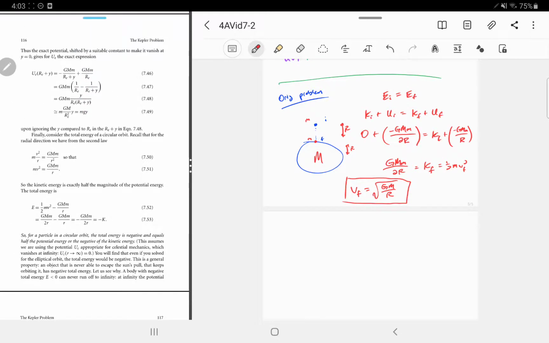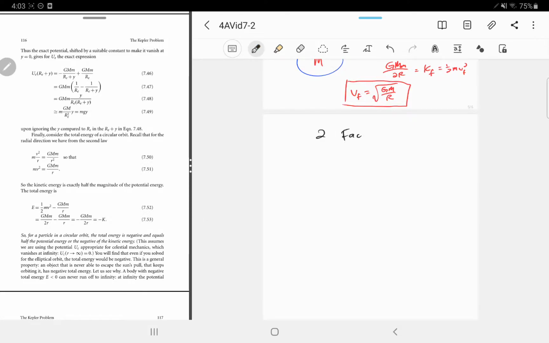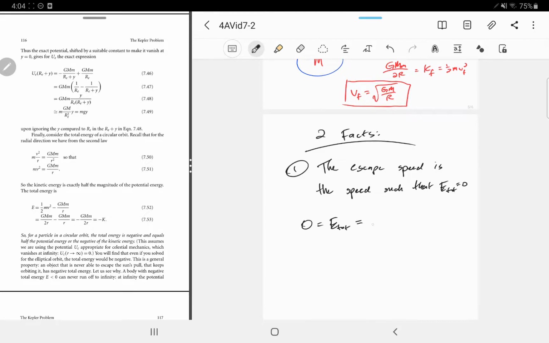I want to mention one other thing in this video, and that's escape speed. Maybe two other things. Two more facts. I've got to be careful because this video is getting a little long. First, the escape speed is the speed to escape. Maybe that seems a little circular. It's the speed such that you could just barely escape the Earth's gravitational pull, or the gravitational pull of any object, such that the total energy is 0. E total is 0. So 0 is equal to E total, which is equal to the gravitational potential energy plus the kinetic energy.